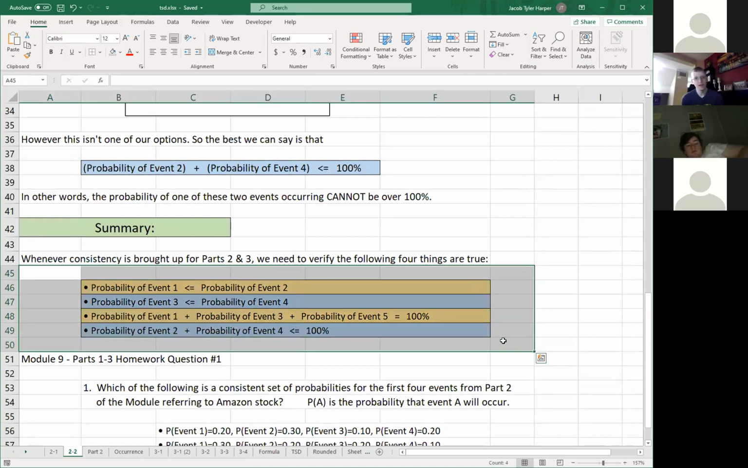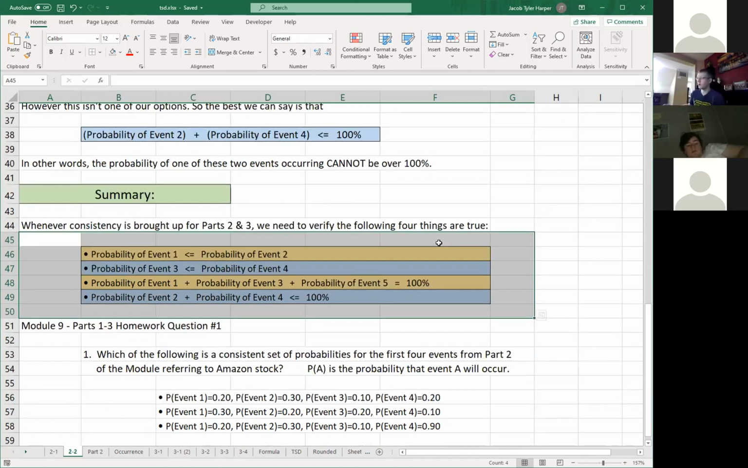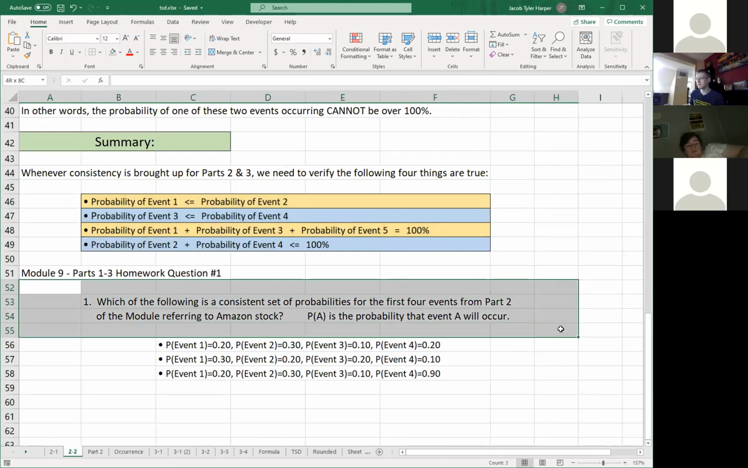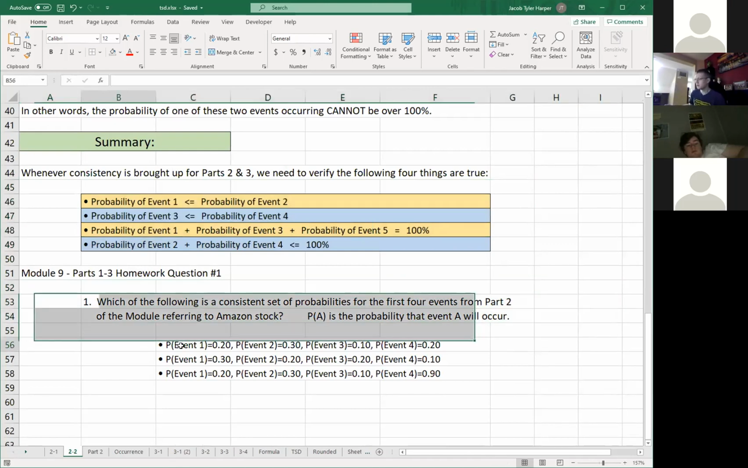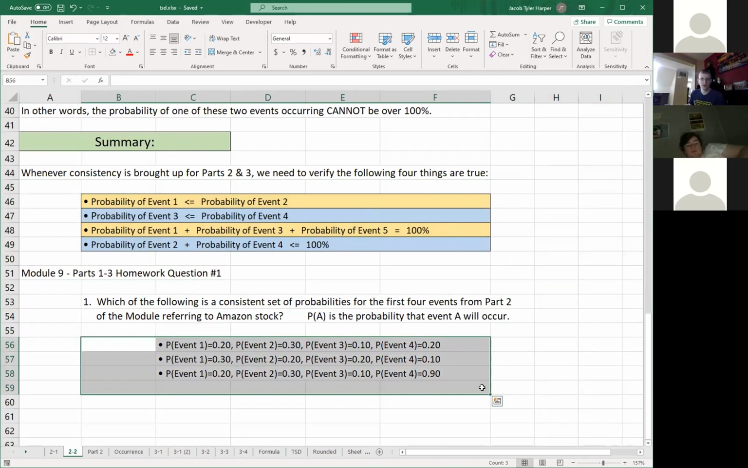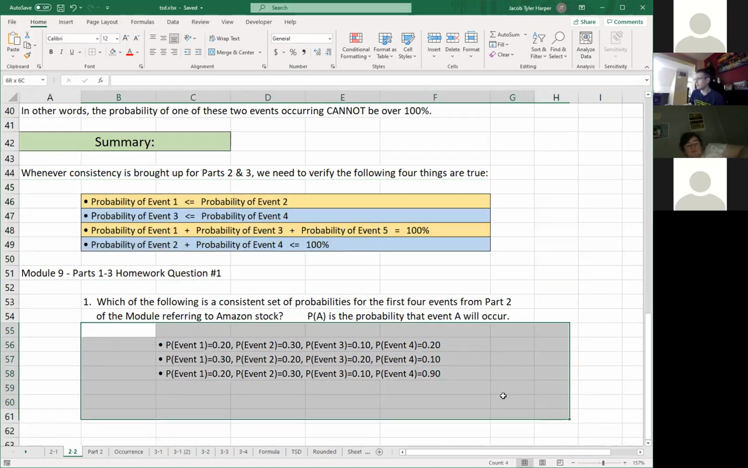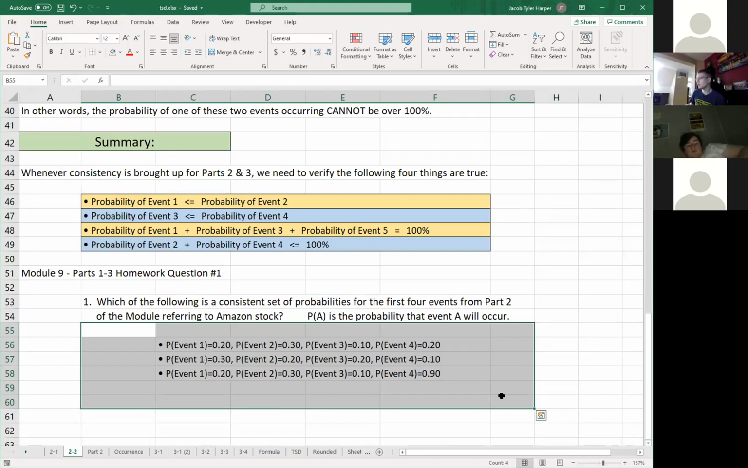So, summary. When we're talking about the consistency of these 5 events in parts 2 and 3, these are the 4 things we need to check. So for example, on the first question of the homework due tonight, when they say, which of the following is a consistent set of probabilities for these events? And you're looking at these 3 options, and you're trying to figure out which is correct. All you need to do is consider these 4 rules we've written down, and there should only be one of these 3 that satisfies those. And then the rest you can eliminate because they'll fail to meet one of those rules. So that's the idea of that.